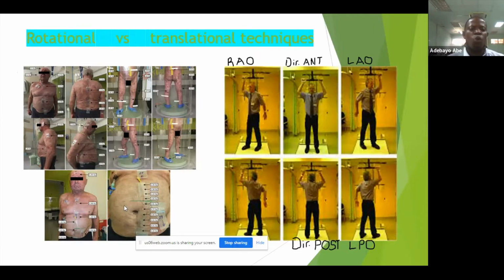Then I try to show, because I said earlier, the rotational versus translational techniques. Here in rotational mode, you can see from this image there's a device we call a degrader.